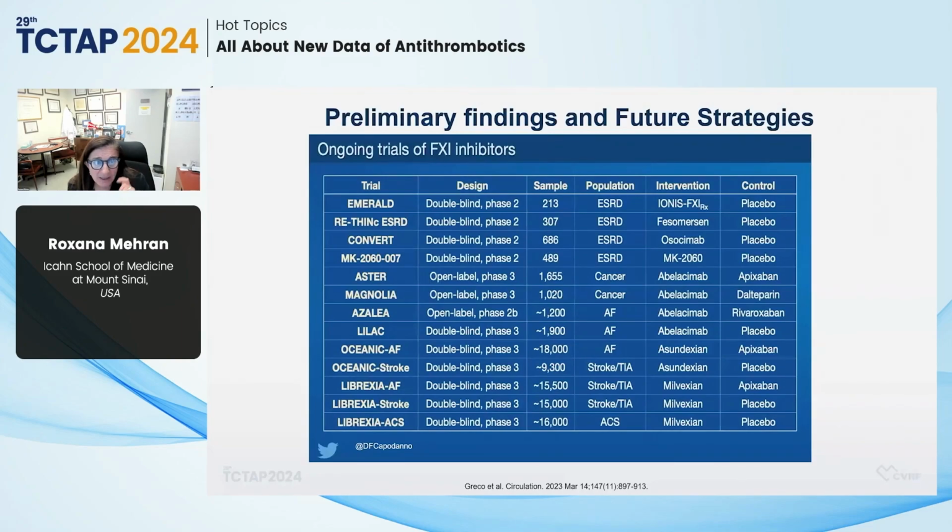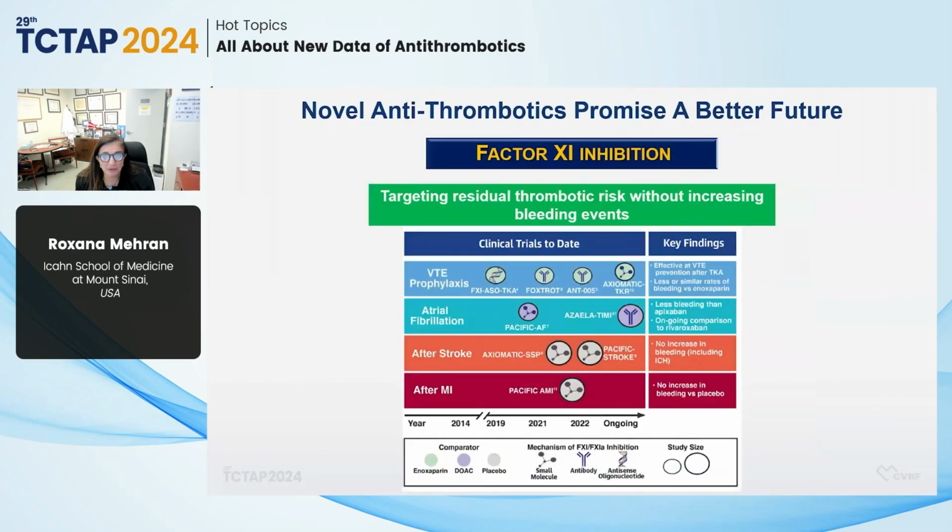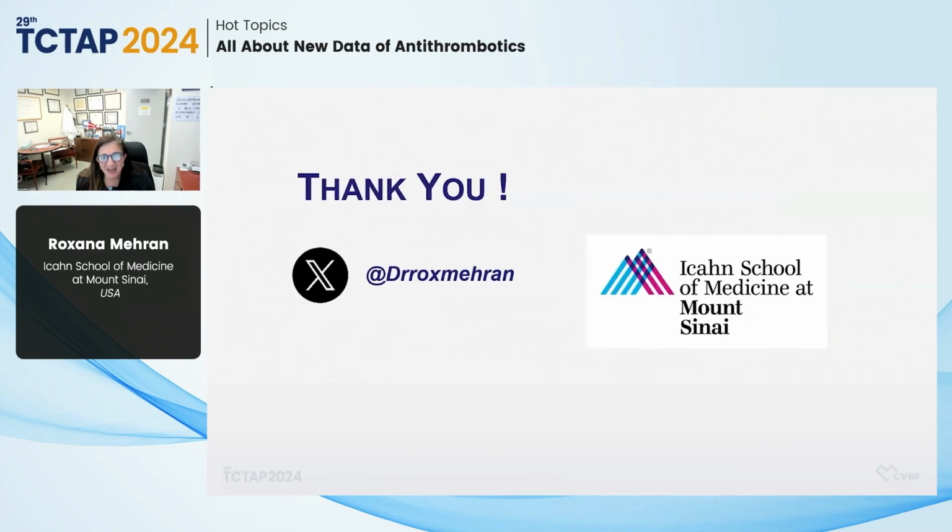And I think what's going on here is that there are lots and lots of ongoing factor XI inhibitor studies in multitudes of populations: end-stage renal disease, cancer, AF, stroke, TIA, and ACS. And all of this is a promise of the future. I think it really truly is, because targeting residual thrombotic risk without increasing bleeding events is almost a dream that we're all looking for. These studies really hold a great promise for the future. And I want to thank you for your attention.